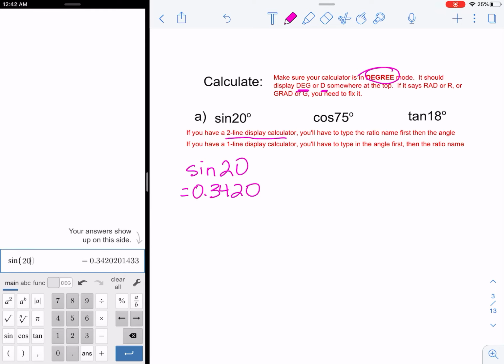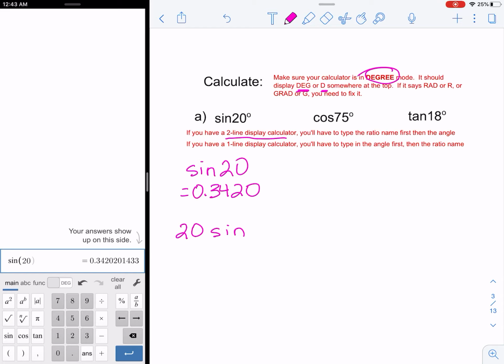Okay, so if you have a one-line display calculator, however, you have to type in the angle first, so you have to type in the 20, and then you hit the sine button. So you need to know how to use your own calculator. You're going to get the same answer as I have here as long as you are in degree mode. Notice over here on my calculator, now I'm in radian mode, now I'm in degree mode. You have to be in degree mode.